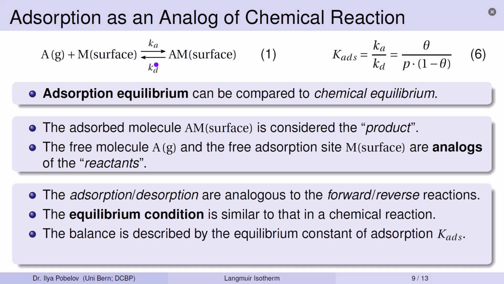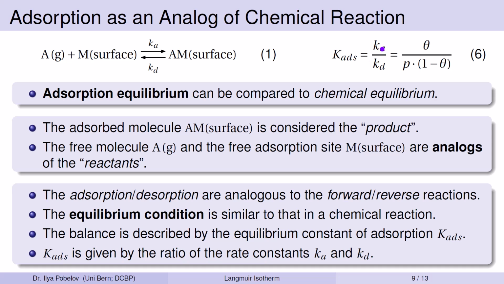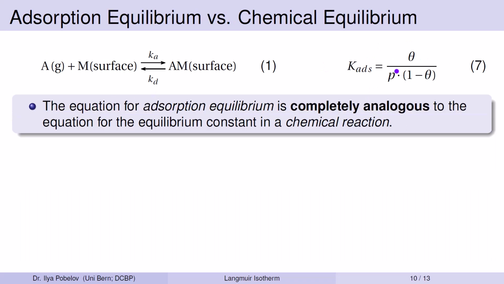This balance is described by the equilibrium constant K_ads, which in the case of adsorption is given by the ratio of the rate constants for adsorption and desorption. The equation for adsorption equilibrium is completely analogous to the equation for the equilibrium constant in a chemical reaction, where the concentration of products over the concentration of reactants is considered.